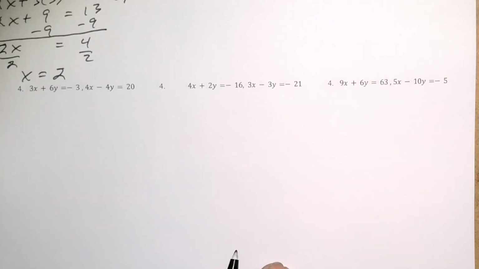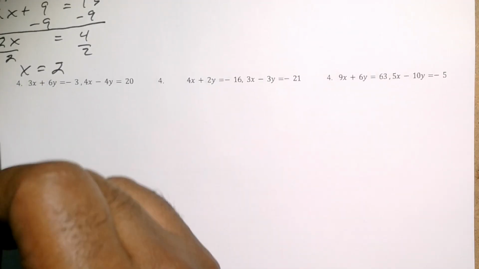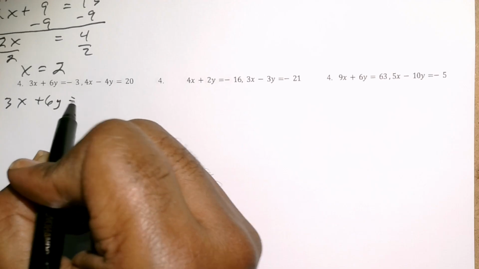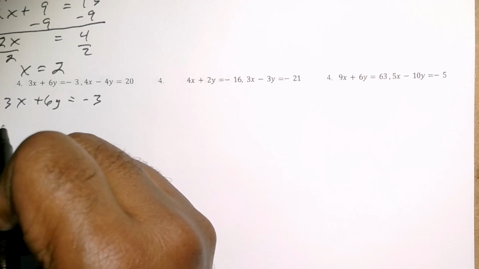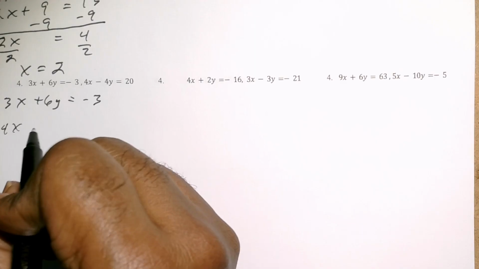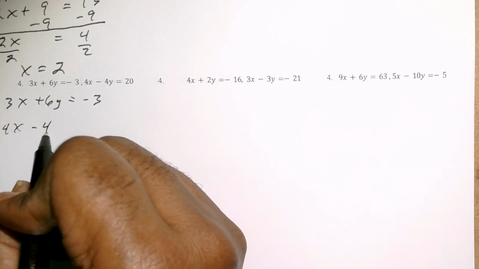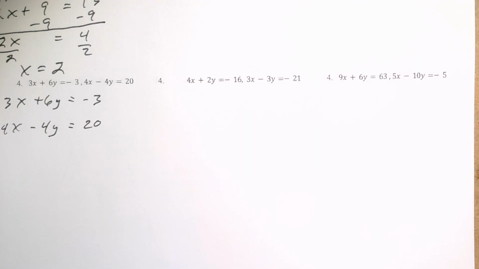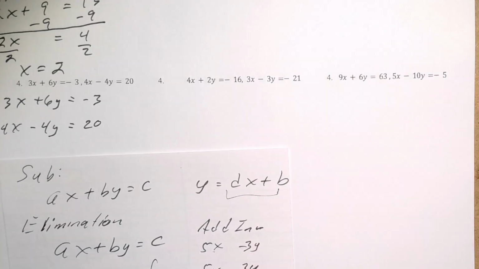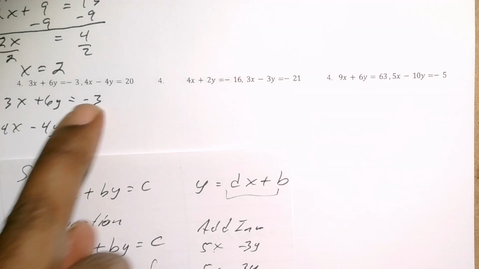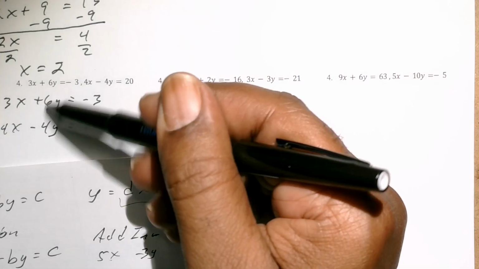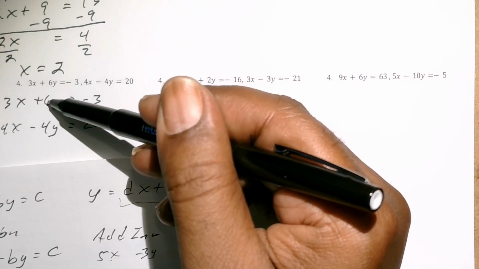Okay, let's try that again. Alright, what we have here is 3x plus 6y equals negative 3, and 4x minus 4y equals 20. Now we're looking for same form, and we have same form: x, y, constant. And then we need additive inverses. We need a negative and a positive. Well, here's a negative and positive combination right here, but the numbers are different. That's the 6 and 4.